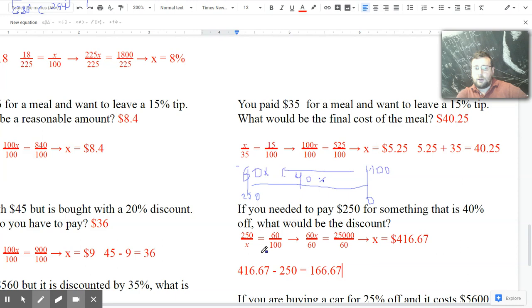And you see me doing it over here. 100 on the bottom right, like always. I put 60% on the top right. And that equals a certain random number that I don't know what it is, my X here. And then I have to figure out what the discount ended up to be, 250. This is like saying that 60% of some number is 250.